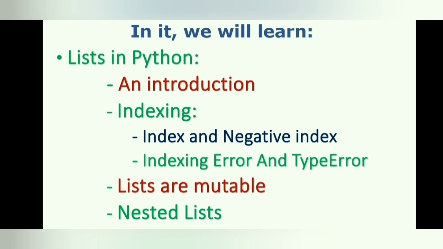Then we'll discuss that lists are mutable, that is, changing values in a list with example. Then we'll discuss nested list with example.